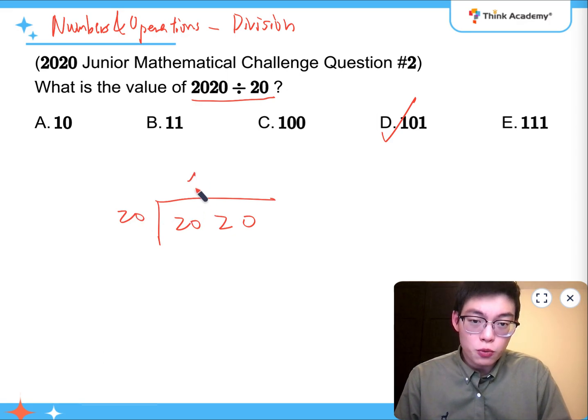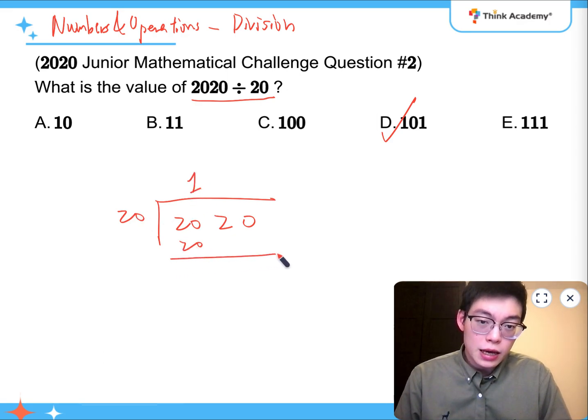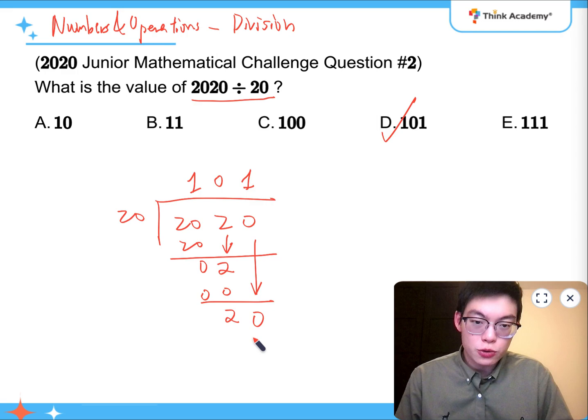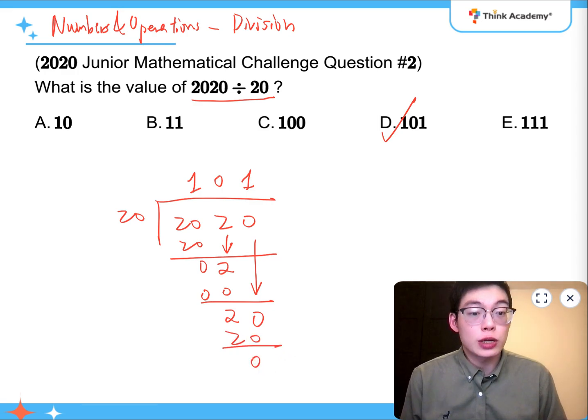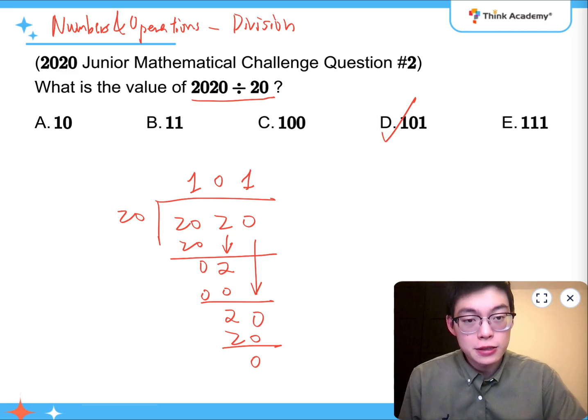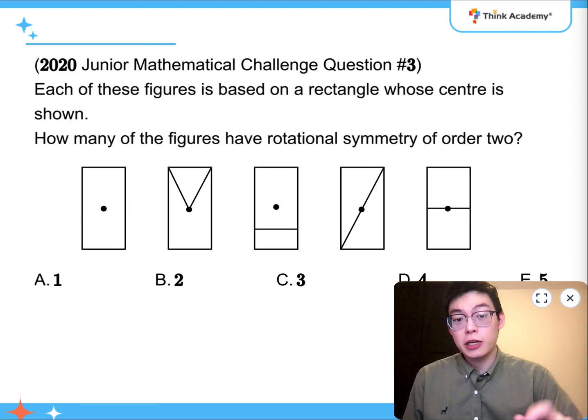So just 1 there, so you've got 20, and it cancels out, so you've got 0, 2. And of course, that's going to be a 0. So you've got 2 zeros there, drop the 2, drop the 0, and you've got 20 again. So that's 1 times 20 equals 20. So that's the answer, 101. That's the second question. Moving on to the third one.